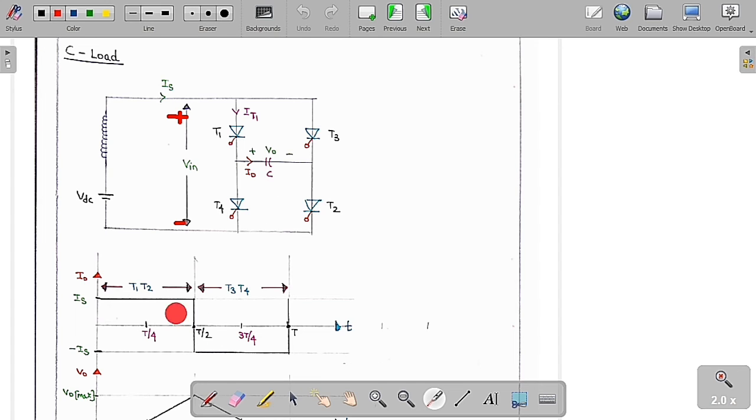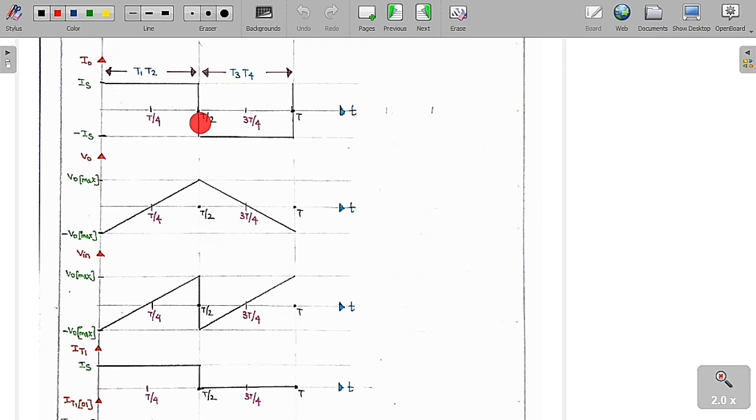As I have already told you, irrespective of the load, the output current waveform will always be the same. From 0 to T by 2, T1, T2 are going to conduct. Therefore, I naught is equal to Is. Whereas from T by 2 to T, T3, T4 are going to conduct. So if you analyze, I naught is equal to minus Is. So this is the waveform that you are going to get.